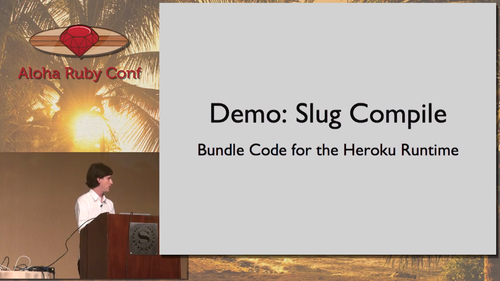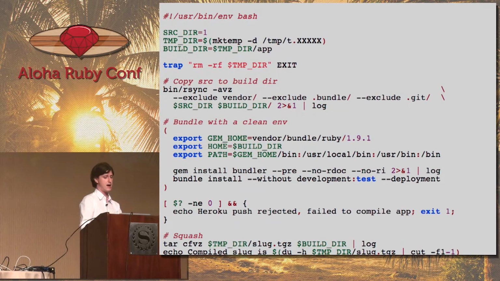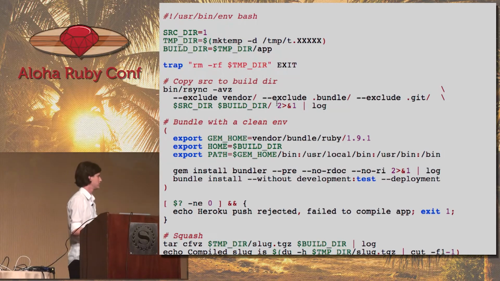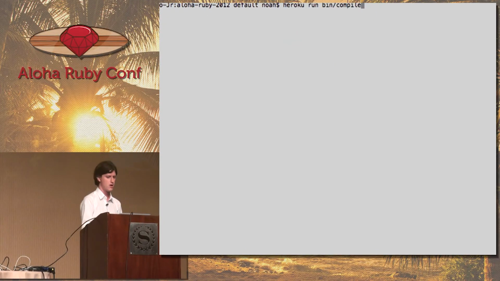So I can do another little demo here. Slug compile, we call this the slug compiler. This is how we bundle code, some Ruby code, for the Heroku runtime. Again, excuse my chicken scratch shell scripts, but here's the meat of the thing. Somewhere in a Heroku dyno, we need to bundle. We need to install bundler, or maybe it's already there, and bundle install. And so here, we just copy the source over.